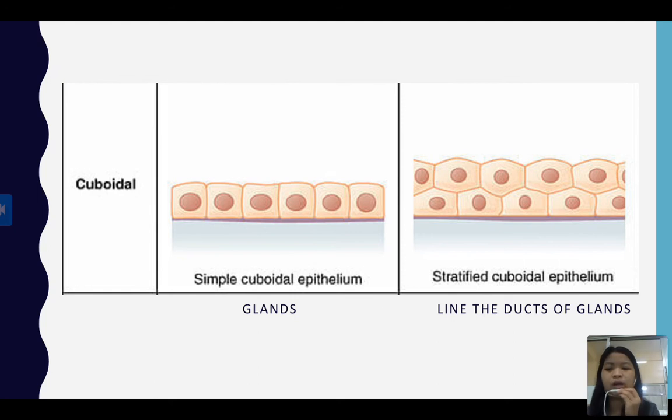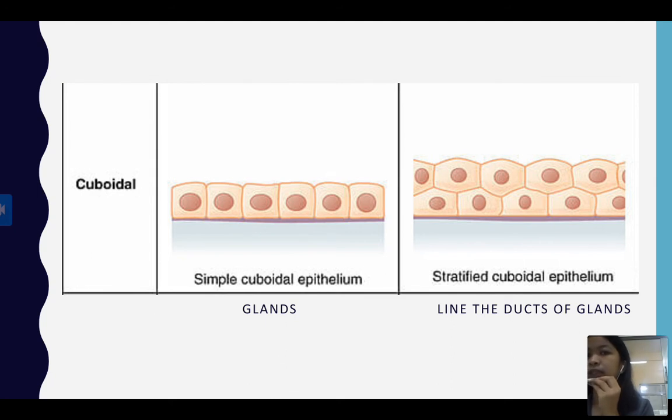So, it's found in sweat glands, sebaceous glands to produce oil, and mammary glands, of course, to produce milk. So, doon siya makikita yung simple cuboidal epithelium. While we have here the stratified cuboidal epithelium. So, it is found, if yung simple, nakikita siya sa glands, yun namang stratified cuboidal, nakikita siya sa lining ng ducts of the glands. Doon sa mismong daanan or yung ducts na tinatawag.